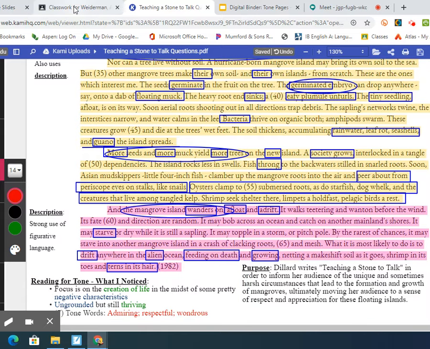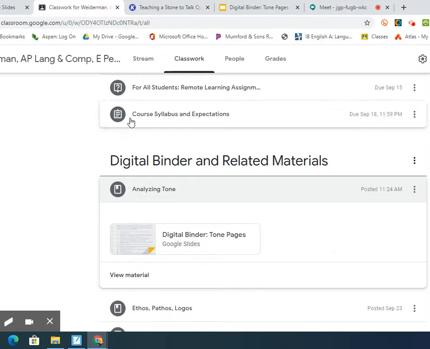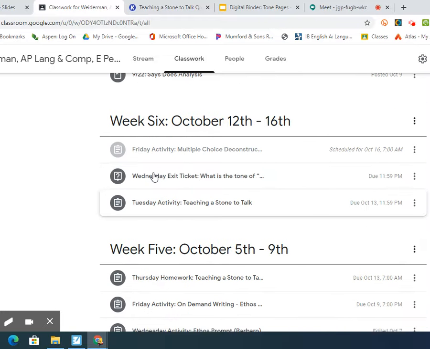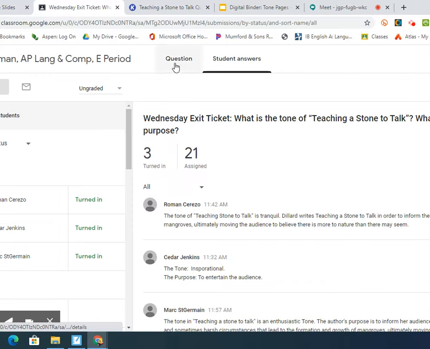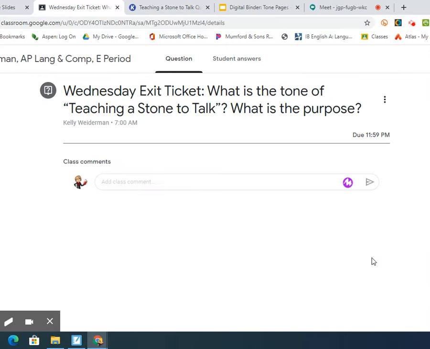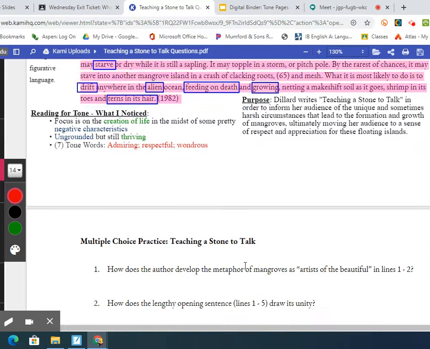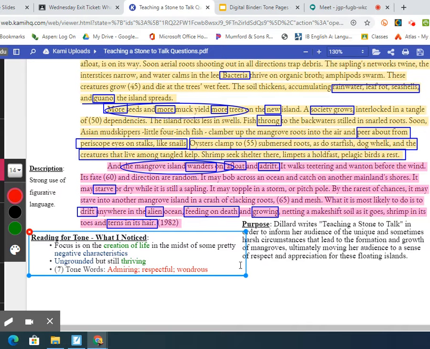All right, we are done with teaching a stone to talk. So your exit ticket for today: What is the tone of teaching a stone to talk? What is the purpose? We just did that. We did it together. Don't stress about the exit ticket. How about that? Yeah, don't worry about it. Just type something fun and click turn in so it doesn't show up on your calendar of things to do. You can even type nothing and click turn in.